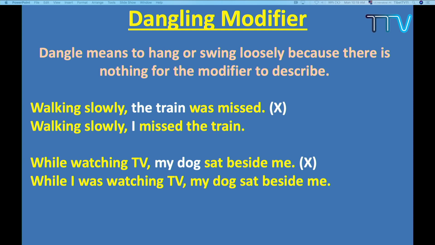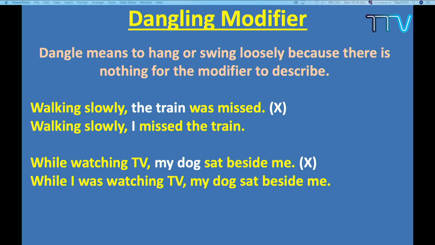Walking slowly, the train was missed. So walking slowly, that is the modifier. The train was missed. Walking slowly, the train was missed. It does not mean walking. Who is walking slowly? Is it the train who is walking slowly or someone else? So there is some confusion. Walking slowly is not used properly.